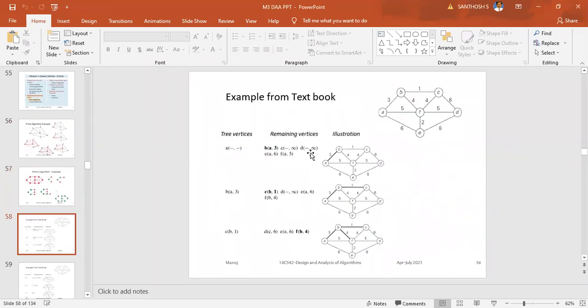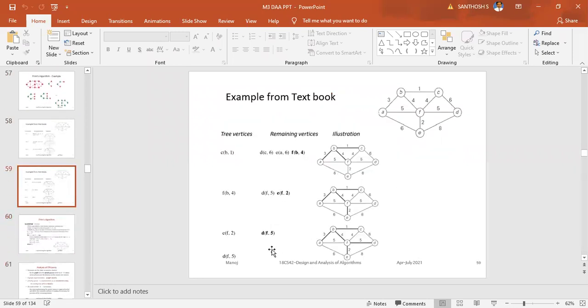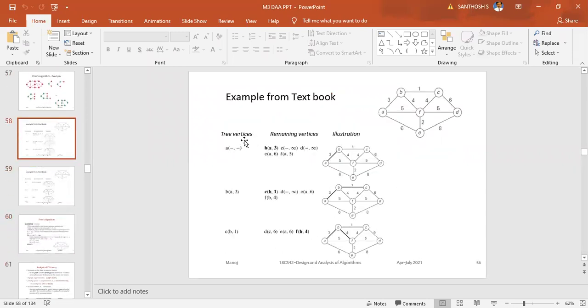So, an example from the textbook. This is the example we have taken from the textbook. So first vertex, you are taking it as A, and the last vertex will be F only. Okay, so the last vertex is F only. So initially you take A as null. So from A, which are the vertices which are connecting?